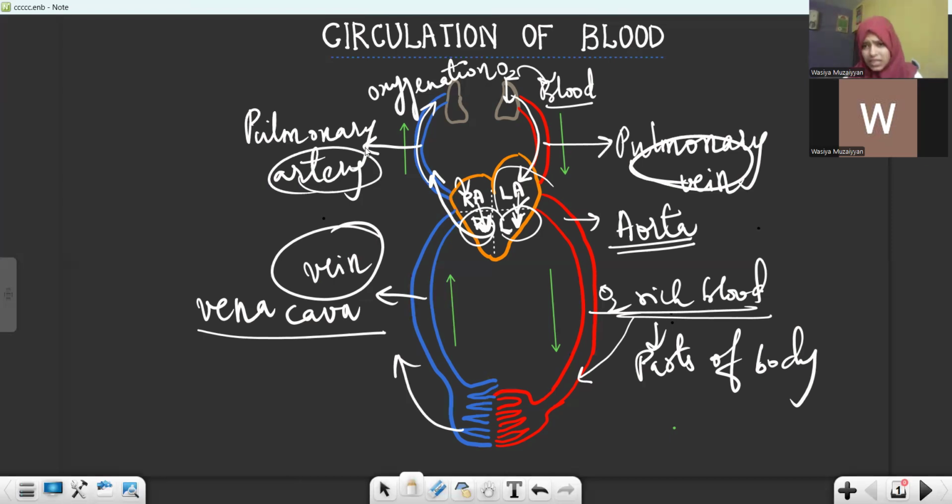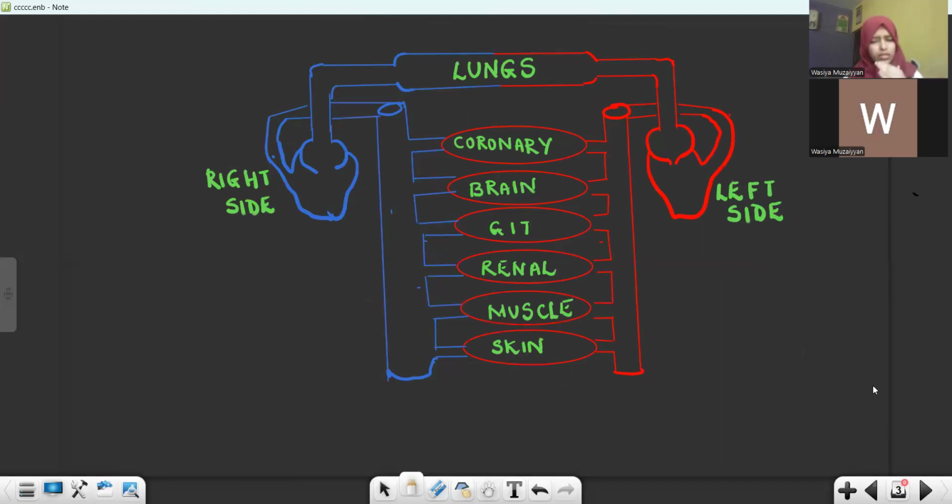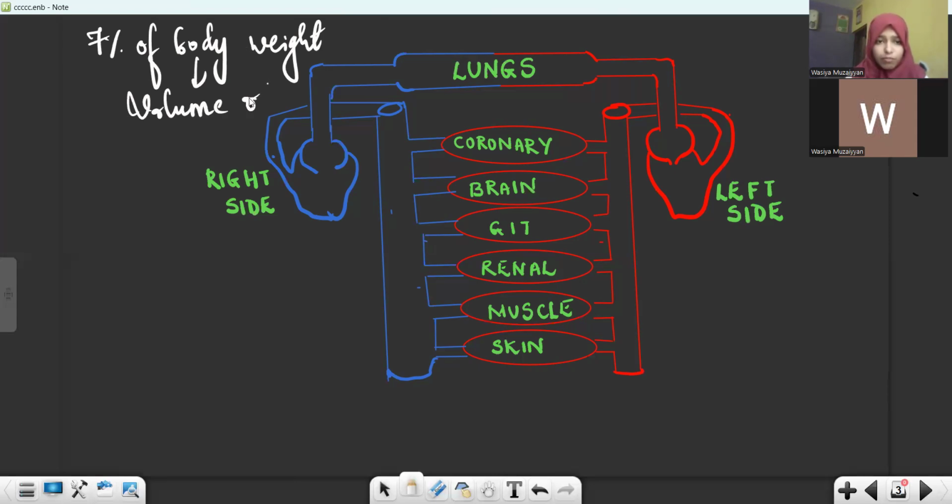Let's dive a little deeper to understand how the circulation of blood works. We know that in a healthy adult, based on sex, age and so on, the volume of blood varies. Approximately, in a human body, blood is almost 7% of body weight.